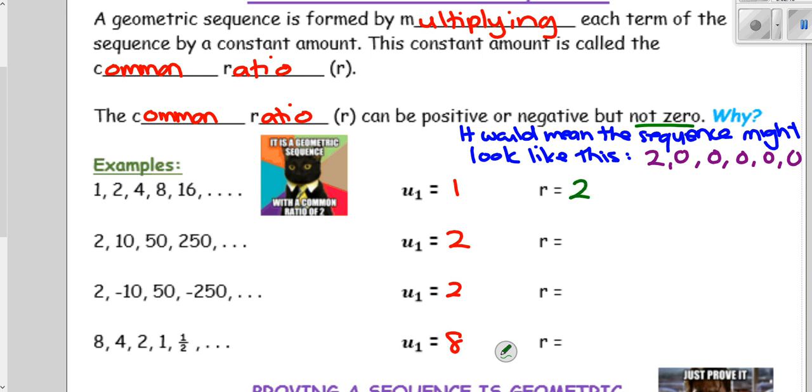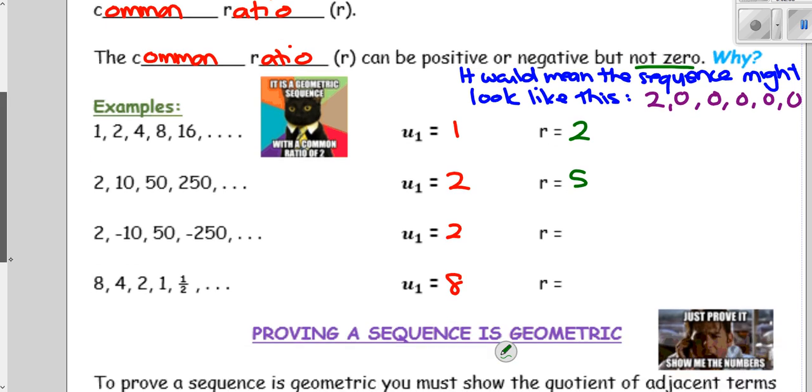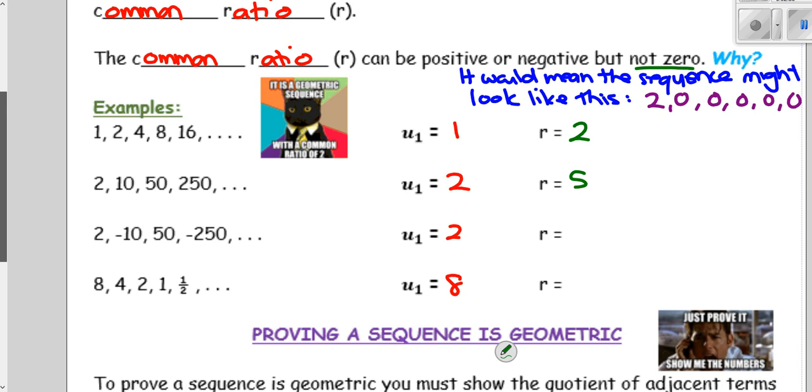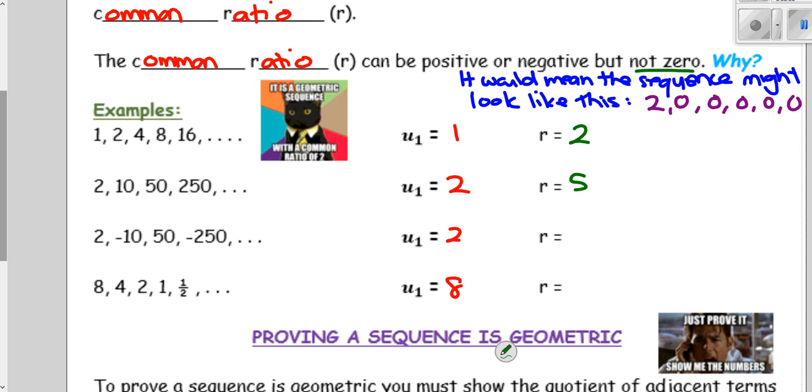The next one, what's our common ratio? 5, yep, right, 5. Again, if you notice I made a mistake in any of these, let me know. We can fix it up for future generations. 2, negative 10, 50, negative 50. Yeah, and you're right, because multiply positive by negative, you get a negative, negative by negative gets positive. So you're right, negative 5.